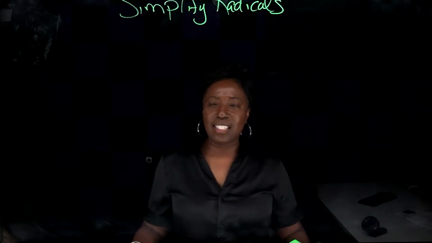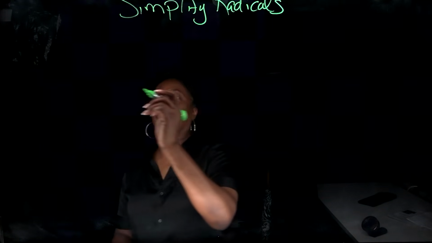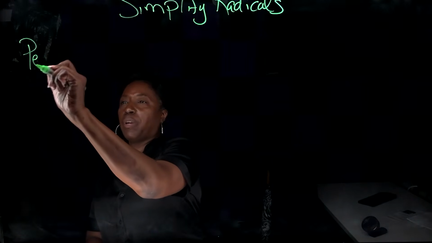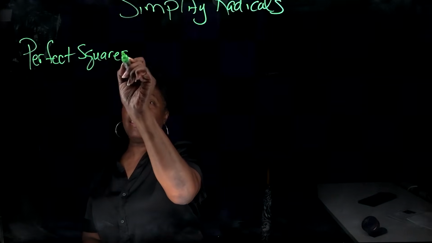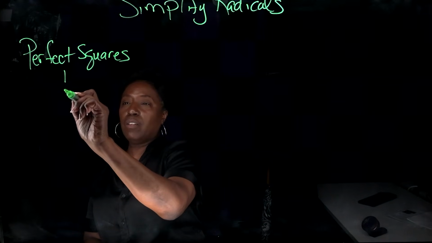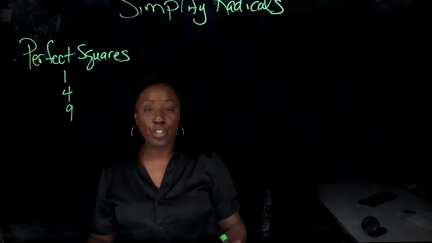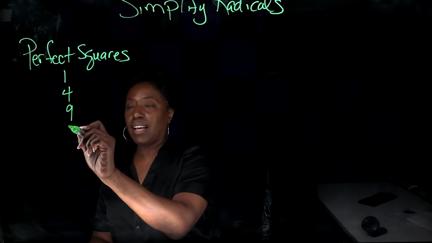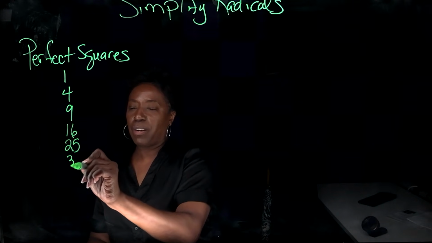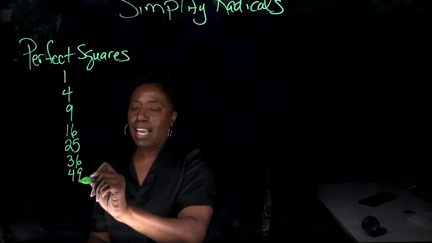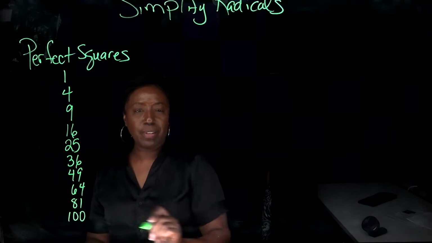We have two methods to simplify radicals. Today, we want to use our perfect squares. So let's recall our perfect squares, at least our first 10, which were what? 1, 4, 9. And of course, we're getting these with what? 1 times 1, 2 times 2, 3 squared is 9, 4 squared is 16, 5 squared, 6 squared, 7 squared, 9 squared, and 10 squared.